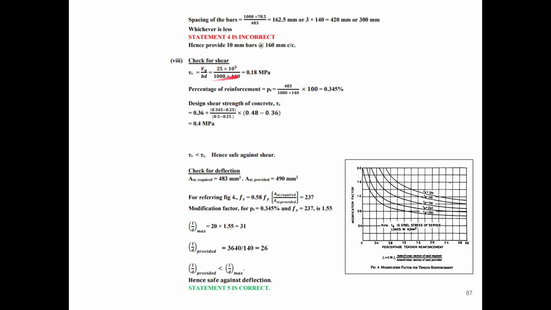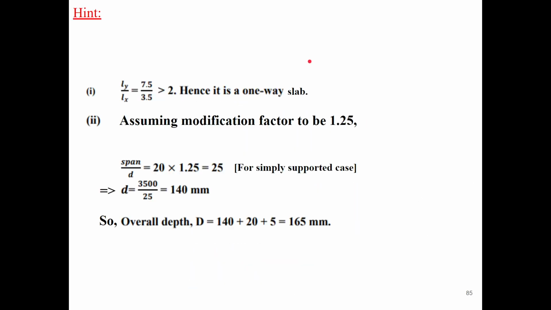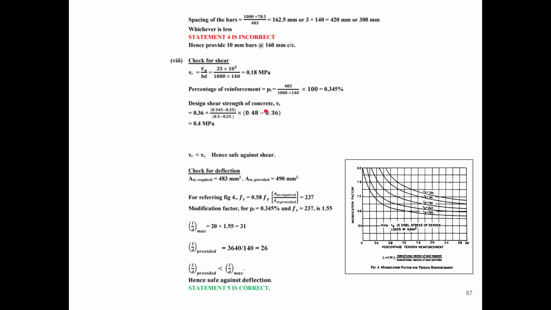And checking for shear, tau v is 0.345 megapascal, and using pt and the chart, from table 19, using PT, M20 and table 19, we get tau c value as 0.4. So as 0.345 is less than 0.4, it is safe against shear. We don't have to provide stirrups in slabs.